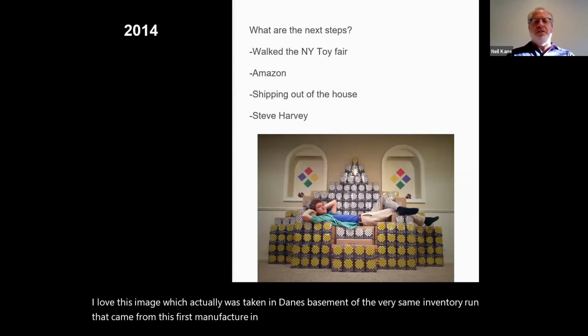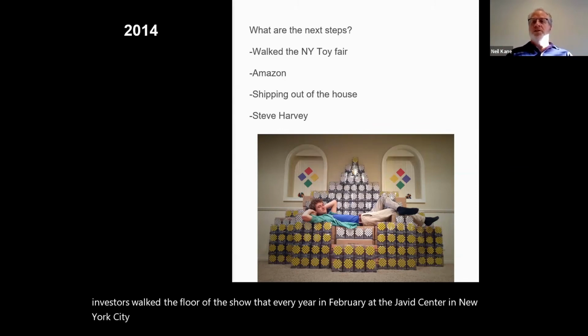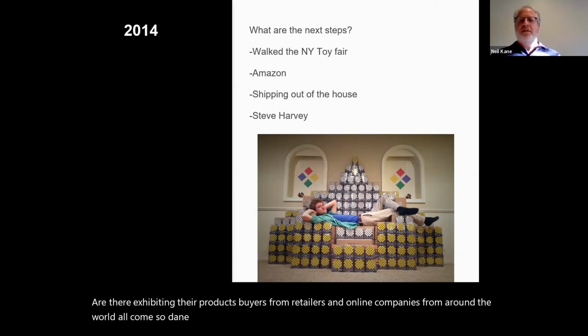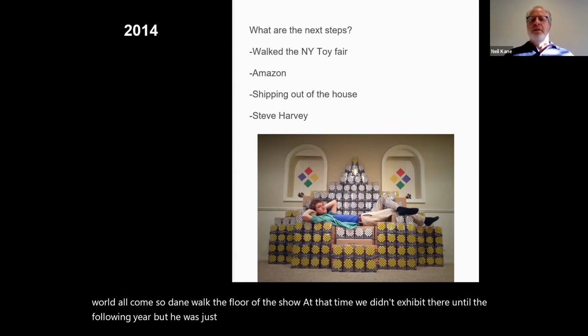So in early 2014, Dane and one of our other investors walked the floor of the show. Every year in February at the Javits Center in New York City is an international toy show. That's where all the toy manufacturers are there exhibiting their products. Buyers from retailers and online companies from around the world all come. So Dane walked the floor of the show at that time. We didn't exhibit there until the following year, but he was just using this time as a way of learning.